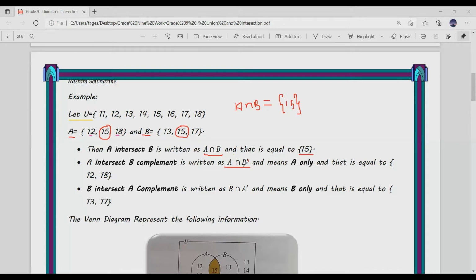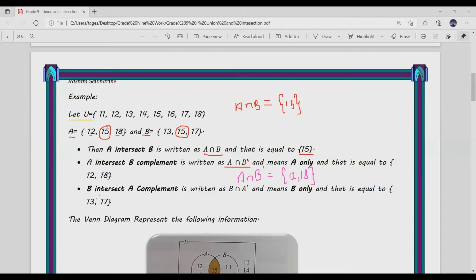A intersect B complement means A only. So only 12 and 18 after we had identified the intersection. That's the only stuff we'll have. So A intersect B complement, this little thing at the top here means complement, is equal, you use your curly brackets, to 12 and 18. That is A intersect B complement.